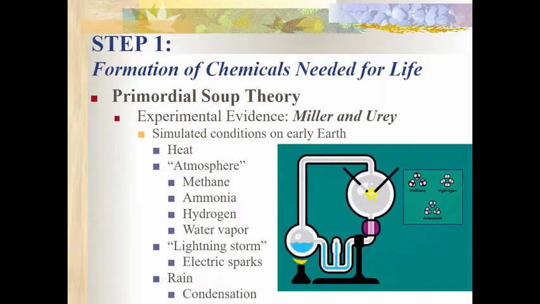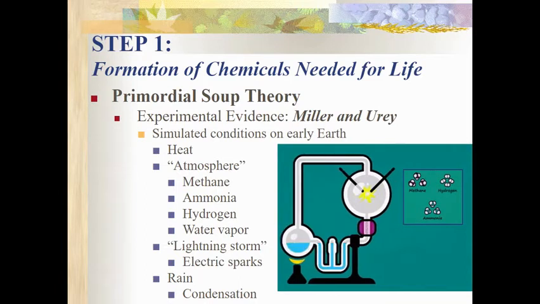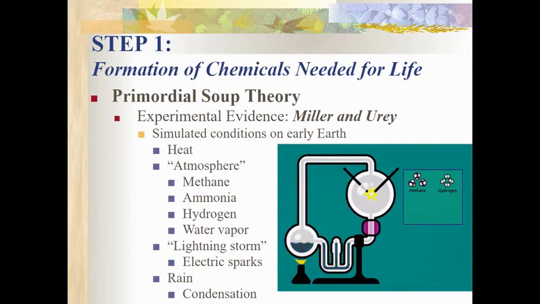Experimental evidence to support this primordial soup theory comes from scientists Miller and Urey. In their experiment, they attempted to simulate conditions on the early Earth. So they had heat, and they created an artificial atmosphere of methane, ammonia, hydrogen, and water vapor. They simulated an electrical lightning storm by providing electric sparks. And then they created artificial rain through the condensation that occurred in their apparatus.